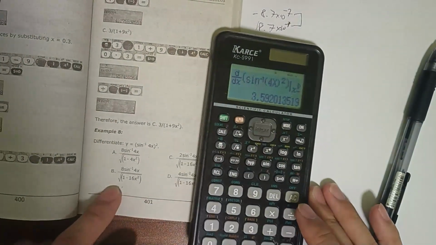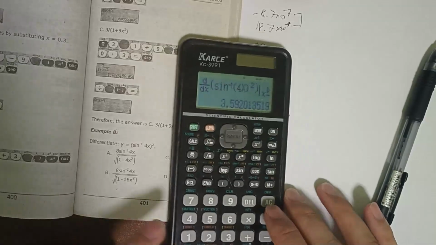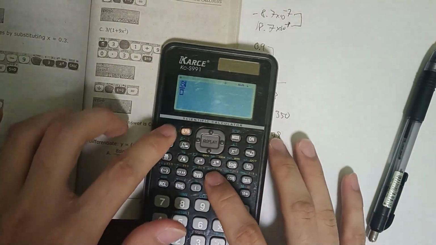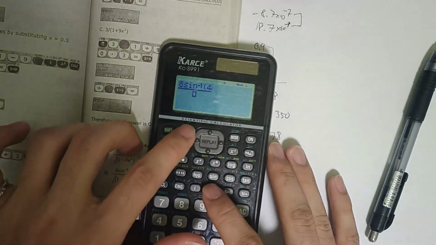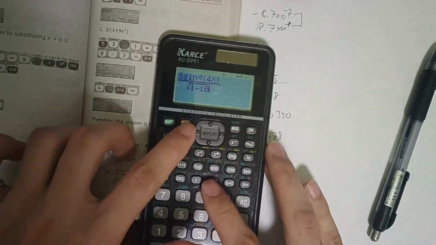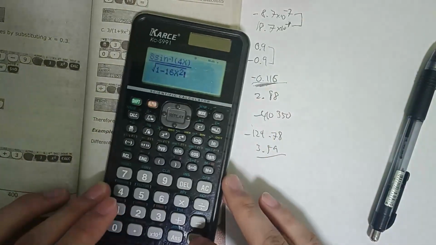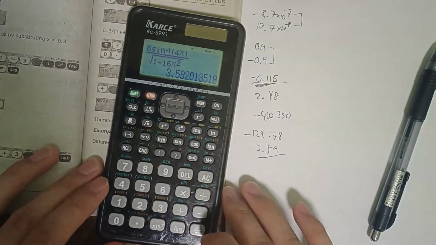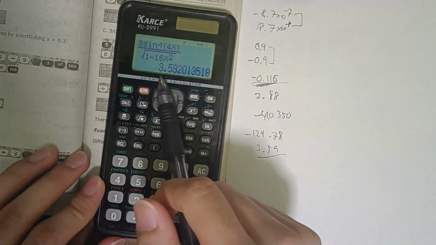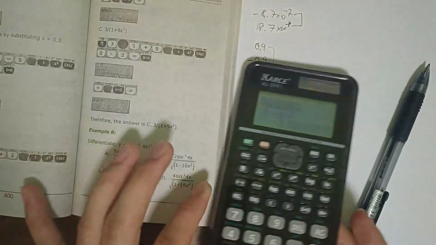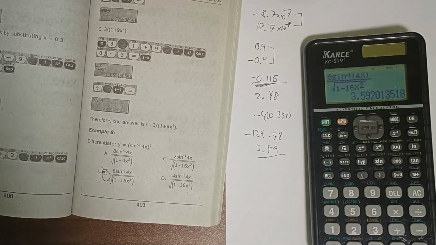So let's say we're going to try the answer B. So let's just type the answer B. Sine 4x, then 1 minus 16x squared. Just going to press calc. 0.1 equals, then 3.59, 3.59. Therefore, this is the correct answer. Okay. Next problem.